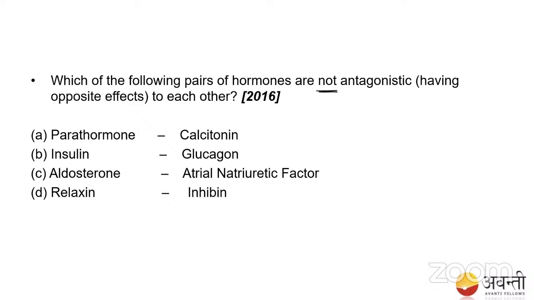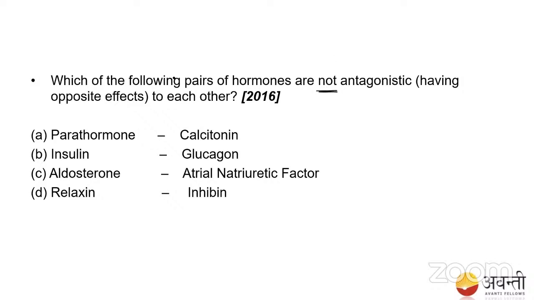The question is asking about the pair of hormones which are not antagonistic, that means which do not have opposite effects. We have already discussed this in the previous classes. All the hormones are very easy. You can easily remember through which glands these hormones are secreted and what their functions are. Okay, 20 seconds left, students. Quickly answer me. Okay, so let me discuss with you.